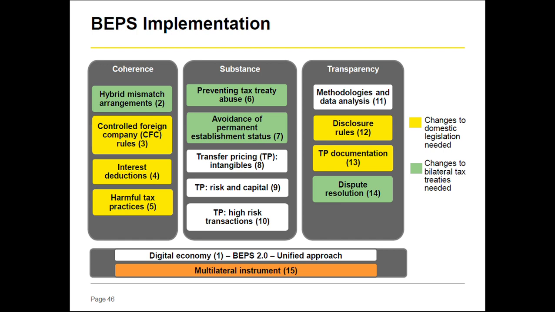In coherence: hybrid mismatch arrangements, controlled foreign companies, interest deduction, harmful tax practices. In substance: preventing tax treaty abuse, avoidance of permanent establishment status, transfer pricing, risk and capital, high risk. In transparency: methodologies and data analysis, disclosure rules, TP documentation, dispute resolution.